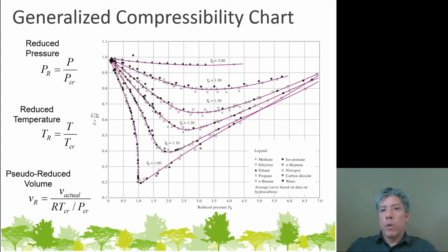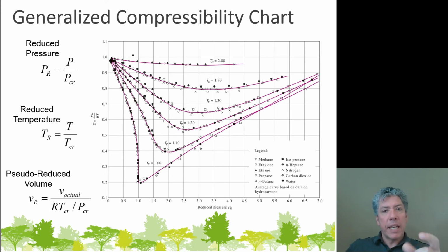I can't just give you one pressure and expect you to use compressibility. I have to give you two properties, remember, because two properties are required to determine all the other properties of a simple compressible system. So I have to give you temperature and actual specific volume, or pressure and actual specific volume, or pressure and temperature for you to use this compressibility chart.